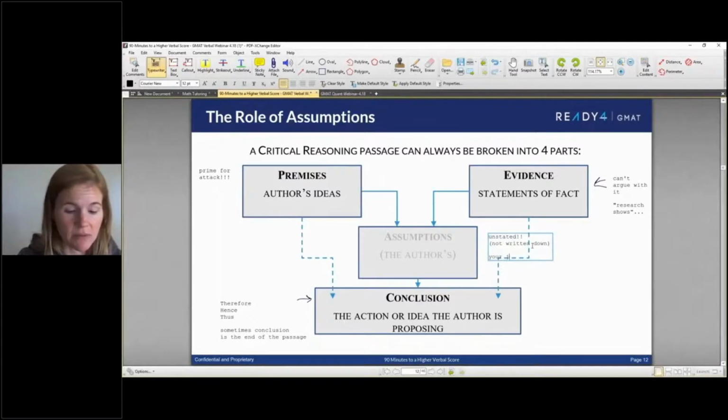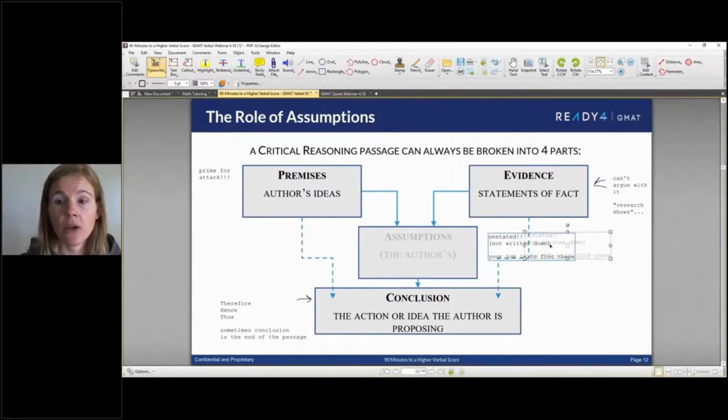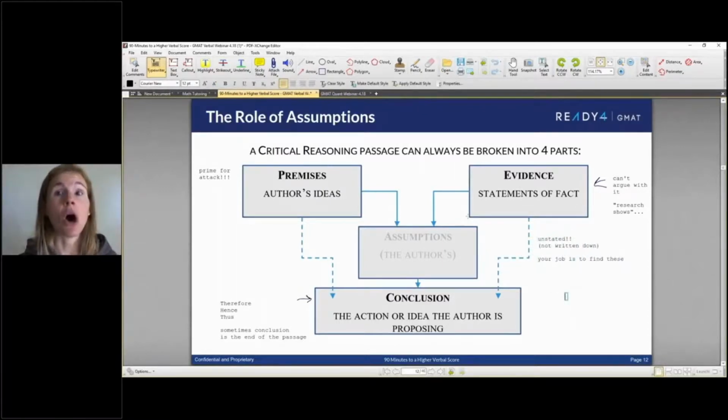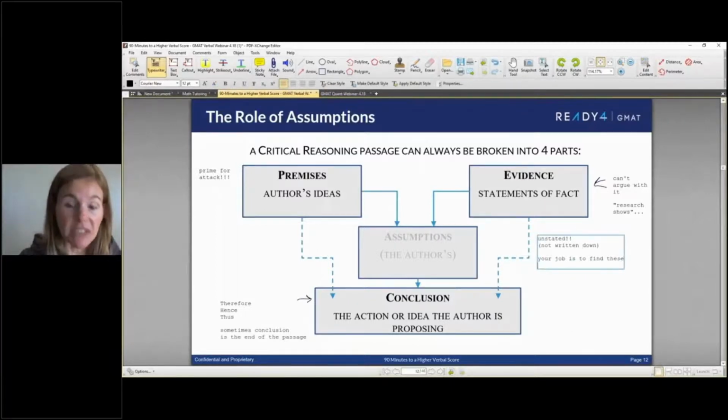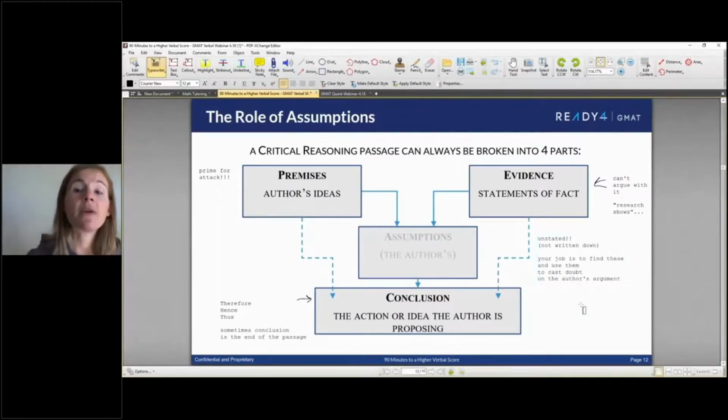And it's your job to find these. Okay? You are supposed to find what the assumptions are. And that's the other thing that you are going to attack. Your job is to find these and use them to cast doubt on the author's argument. Okay? So even though it seems like a waste of time, that's why it's very important that we map the parts of the passage. We find the conclusion, we find the premises and evidence, because that is how we're going to locate the assumptions that the author is making and attack the author's argument.